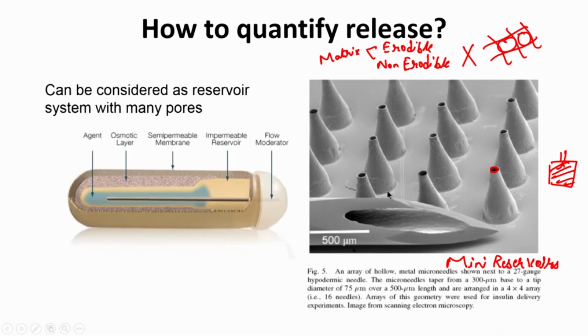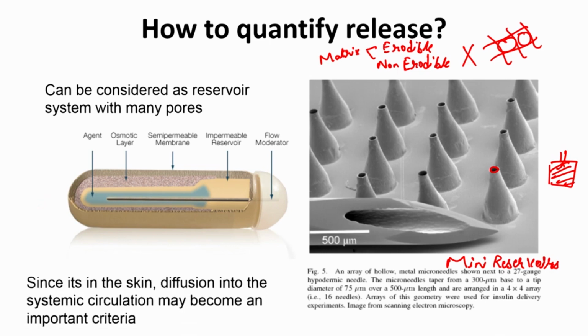And so you can then consider it with a very similar equation as we had initially talked about for the reservoir system in the earlier part of the course, and since it is in the skin, the diffusion into the systemic circulation may also become an important criterion, but essentially at least for the drug to come out from these microneedles, you can consider the same kinetics and equations as you did for these osmotic pump based reservoir systems.